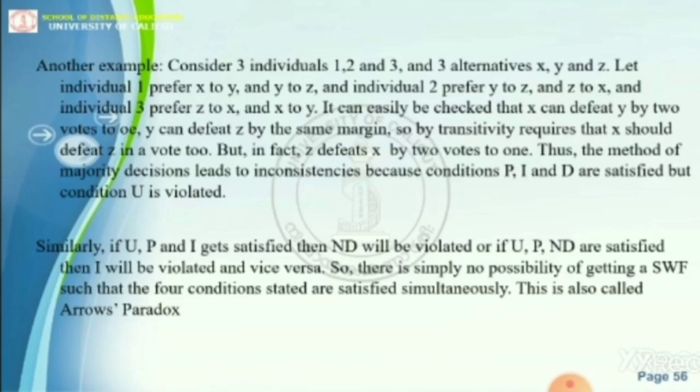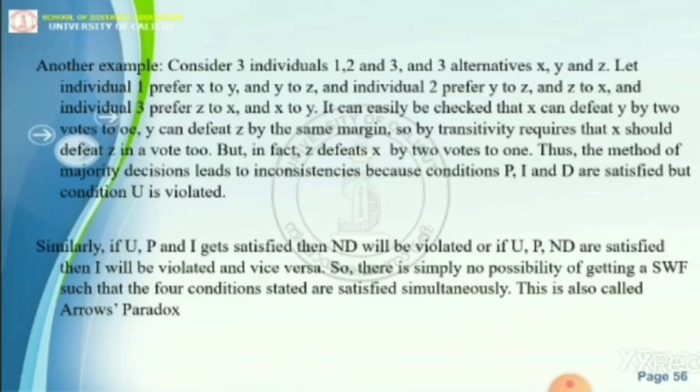It can easily be checked that X can defeat Y by 2 voters to 1. Y can defeat Z by the same margin. So transitivity requires that X should defeat Z in a vote of 2 to 1. But Z turns out to be very relevant in the end, isn't it? That is not what we saw earlier. Z is relevant. In fact Z defeats X by 2 votes to 1.